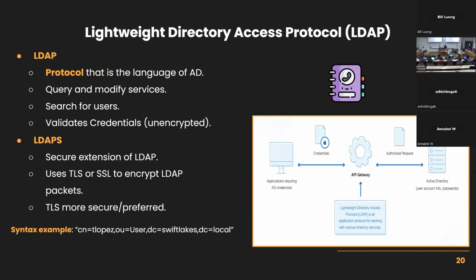The downside is this validates user credentials using unencrypted methods. So an adversary can intercept the queries being sent to Active Directory. Another method is called LDAPS, which is an extension of LDAP, and it uses SSL and TLS. These are encryption methods, and TLS is more preferred than SSL. Ideally, the infrastructure should be using LDAPS, but converting from LDAP to LDAPS is pretty difficult.